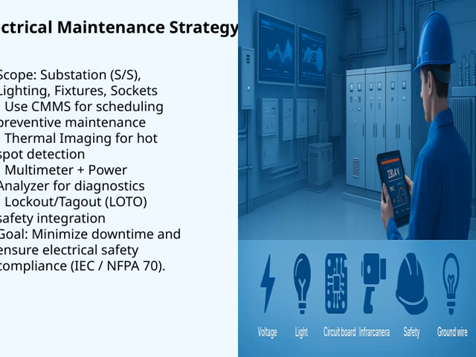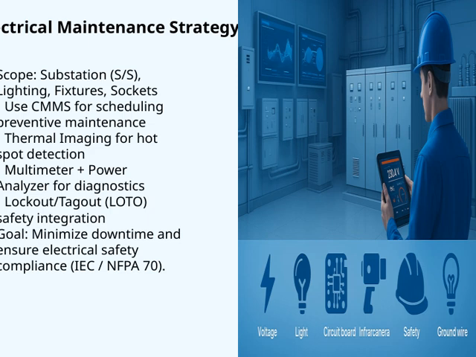We also use thermal imaging technology to detect hot spots, which can indicate faulty connections or overloaded components. Catching these early is crucial for safety and reliability. For diagnostics, we typically use tools like multimeters and power analyzers to measure electrical parameters accurately and troubleshoot effectively. Safety is a top priority, so we incorporate lockout/tagout procedures into our process. This ensures that equipment is properly de-energized and protected during maintenance, preventing accidents and ensuring compliance with safety standards.